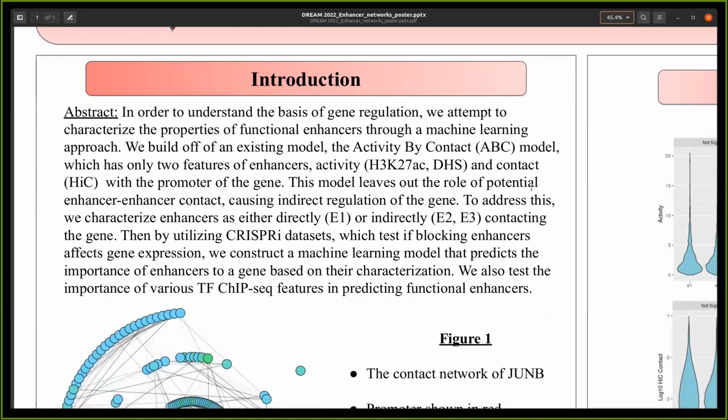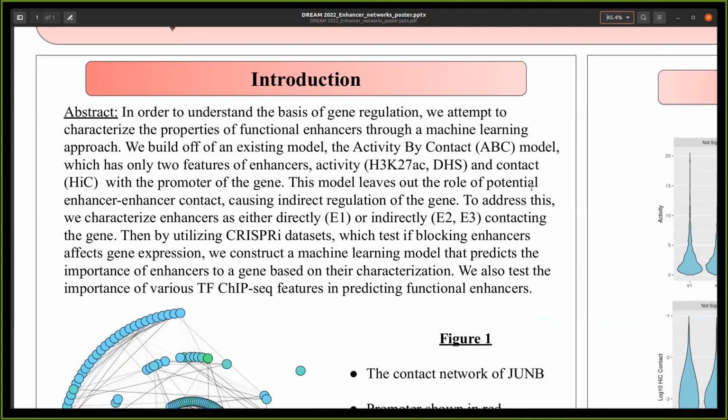In order to understand the basis of gene regulation, we attempt to characterize the properties of functional enhancers through a machine learning approach. We build off of an existing model, the activity by contact model, which only has two features of enhancers: activity, which is comprised of H3K27ac and DNase hypersensitivity, and contact, which is measured by Hi-C with the promoter of the gene.